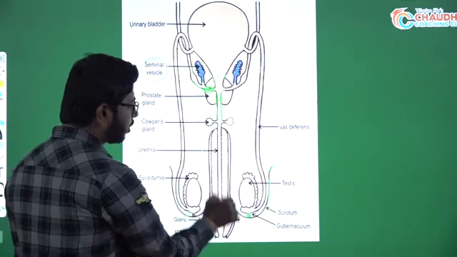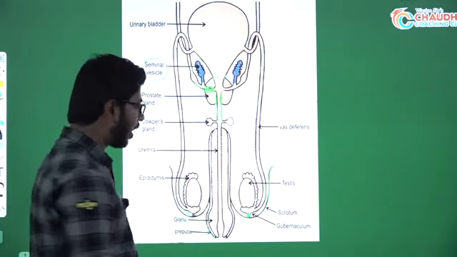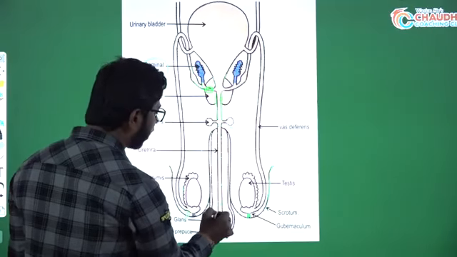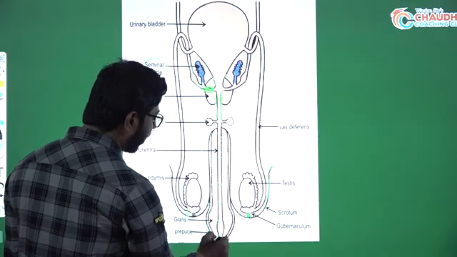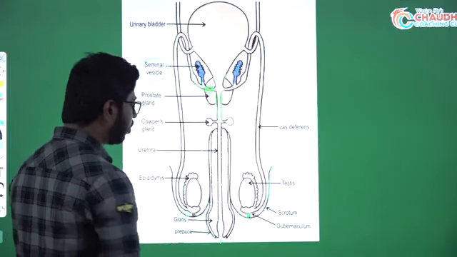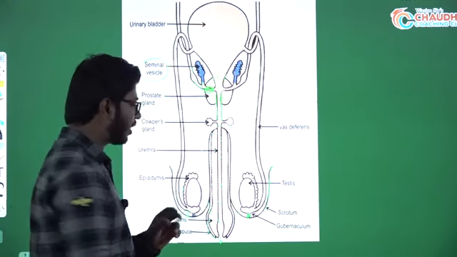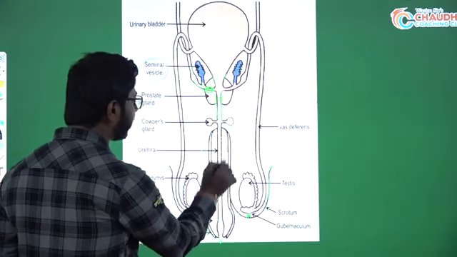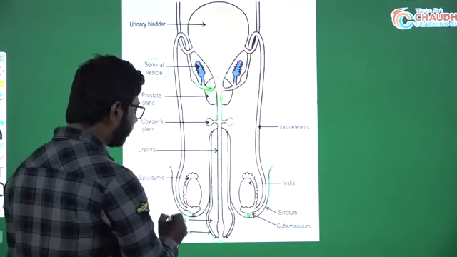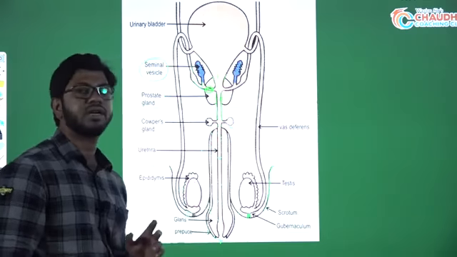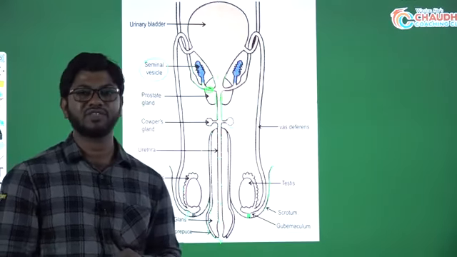So semen fluid and urine both commonly move through this tract and get out. There are two sphincters, an external sphincter and an internal sphincter, and the glans penis and other external genitalia we will study in the next video lecture. Thank you.